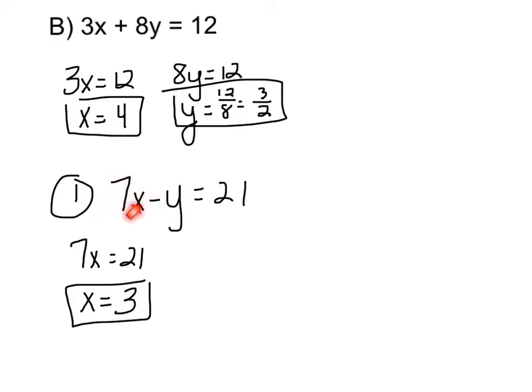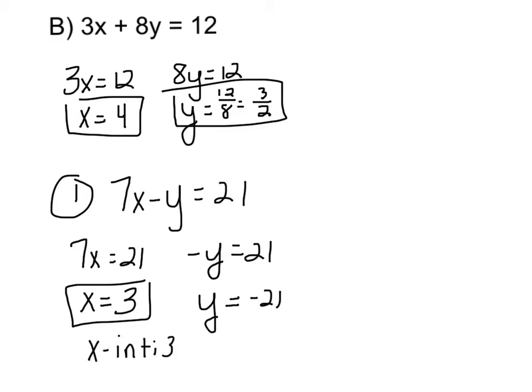Now to find the y-intercept, what do you plug in for x? So what's going to happen to this term right here? It's going to disappear. So my equation is going to be negative y equals 21. Divide both sides by negative 1. What's your y-intercept? The y-intercept is negative 21. So we have an x-intercept of 3 and a y-intercept of negative 21.